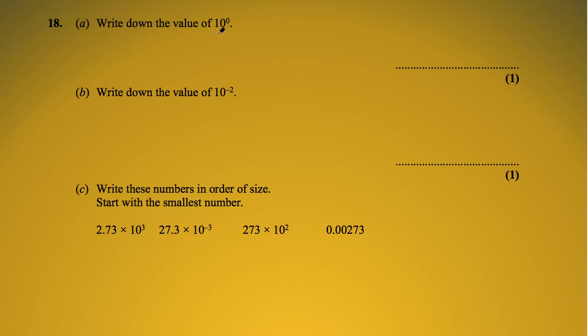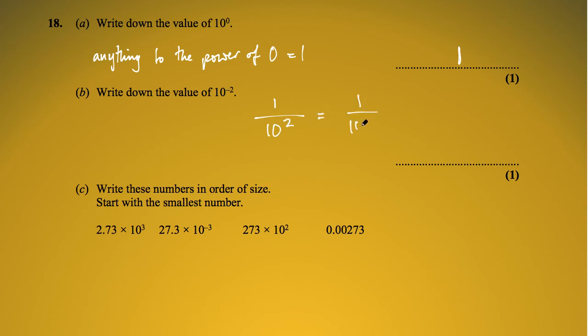Right, these ones are things to memorize, how these work. 10 to the power of 0, anything to the power of 0 equals 1. So 10 to the power of 0 is 1. Right down to the value of 10 to the power of minus 2. The minus means 1 over 10 squared. So that's 1 over 100, which is 0.01.